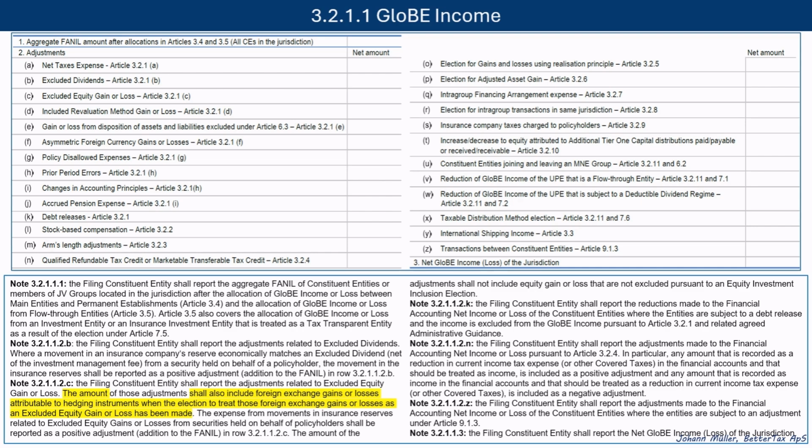And then finally, to put all of this into context, what we've just looked at goes into your GloBE income calculation in your GloBE income return under section 3211, and you will recognize these boxes from the GloBE income return and the GloBE income return tool that we have available for you.